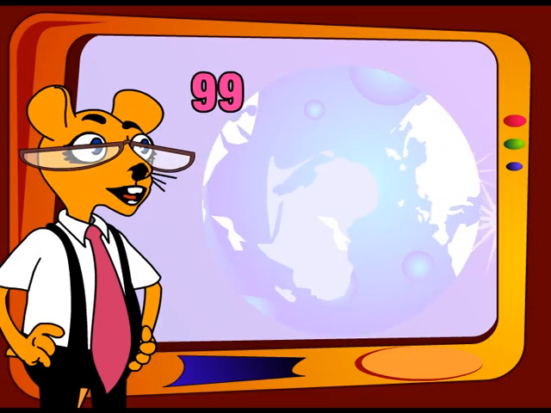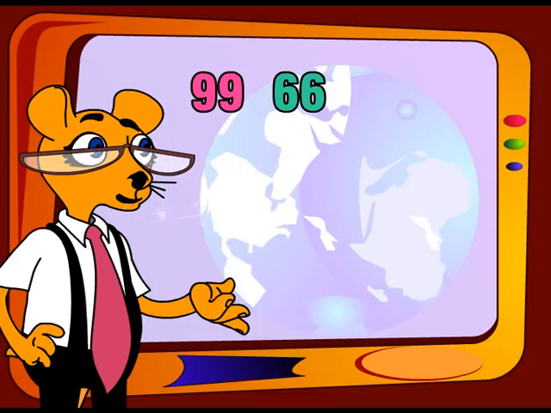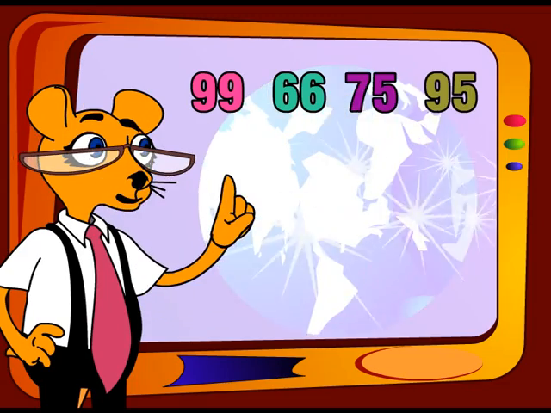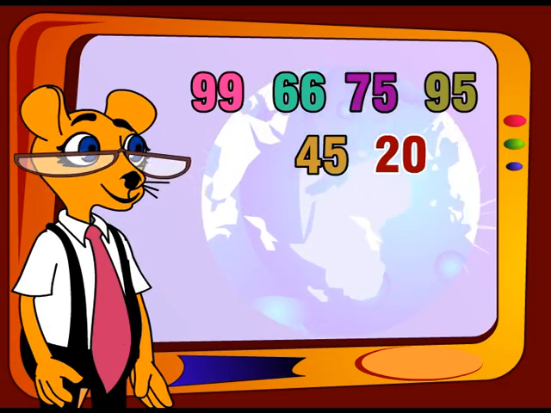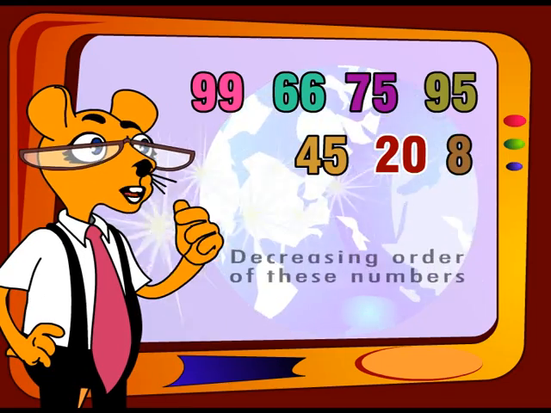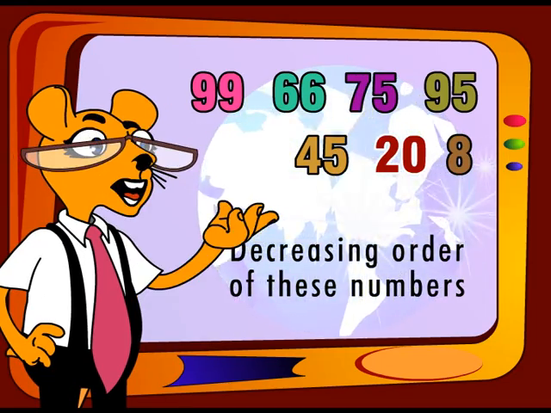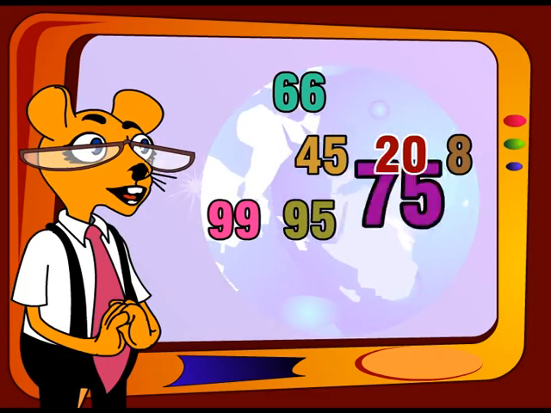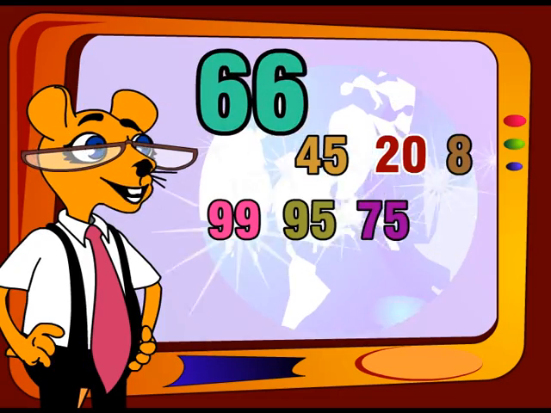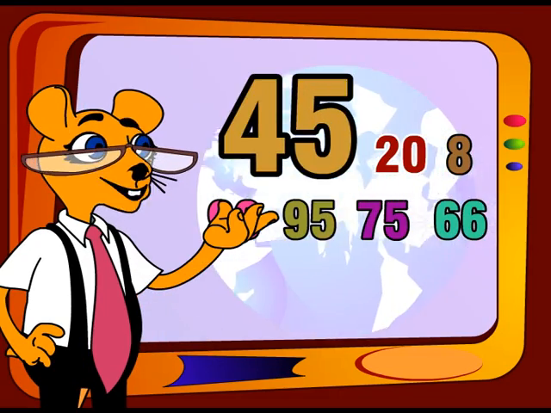99, 66, 75, 95, 45, 20, 8. Decreasing order of these numbers. 99, 95, 75, 66, 45, 20, 8.